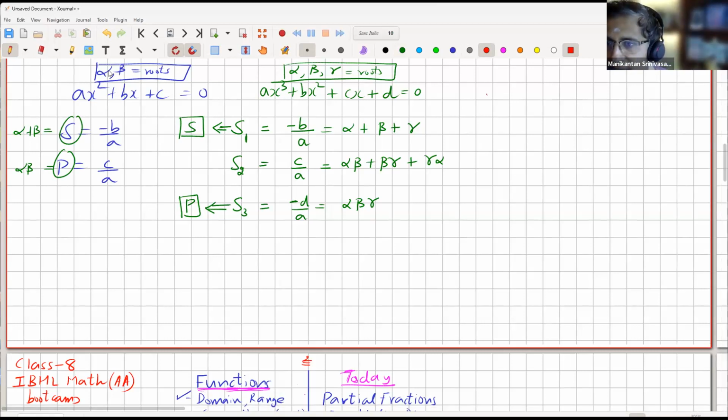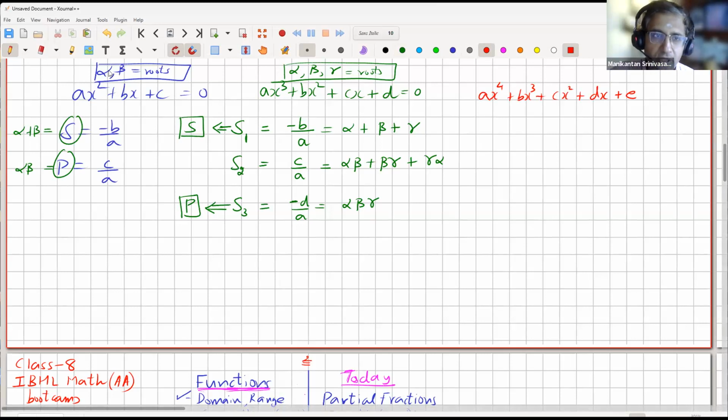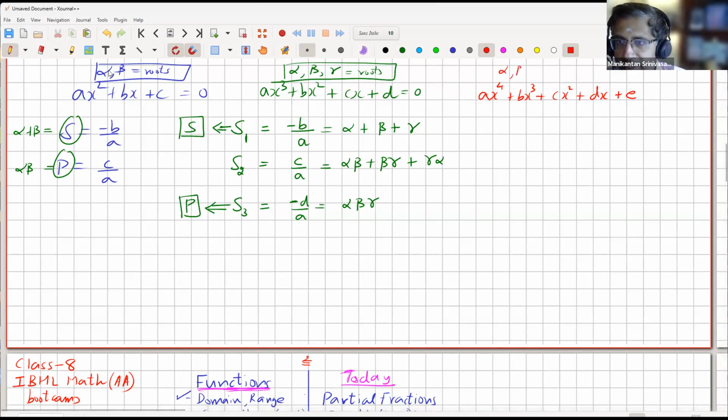Okay, so suppose I have ax power 4 plus bx cubed plus cx square plus dx plus e. And this e is just the normal e, not the mathematical constant e. Okay, and this will have 4 roots: alpha, beta, gamma, and delta. Typically, roots are denoted as Greek letters.